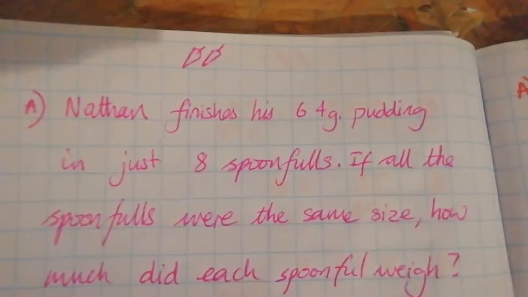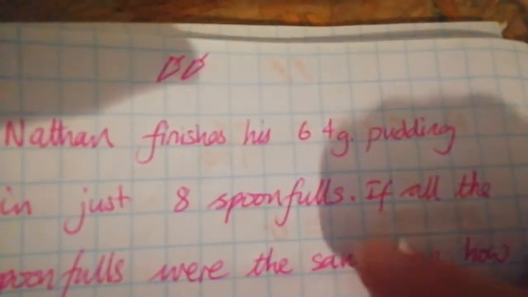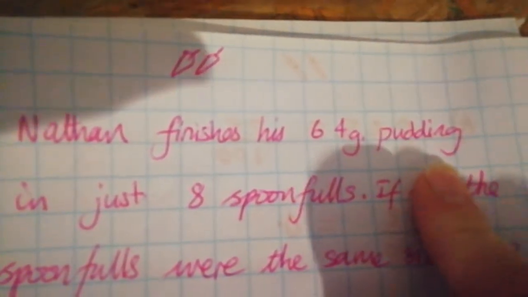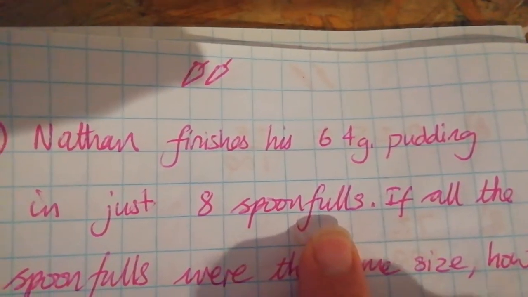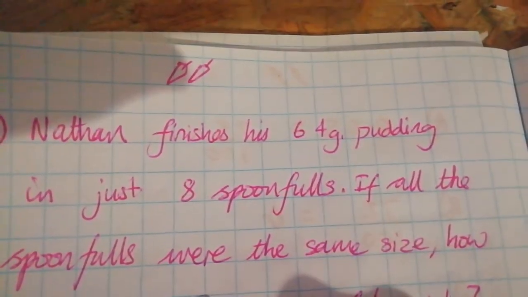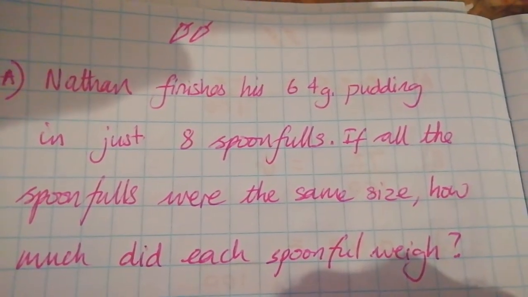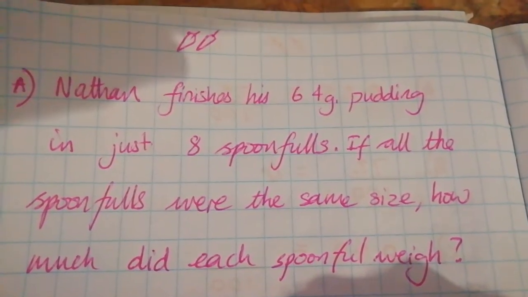Chili 2 people. Nathan finishes his 64-gram pudding. It was a lovely sticky toffee pudding. In just 8 spoonfuls. Wow. If all the spoonfuls were the same size, how much did each spoonful weigh? Pause it there. Have a go at A.